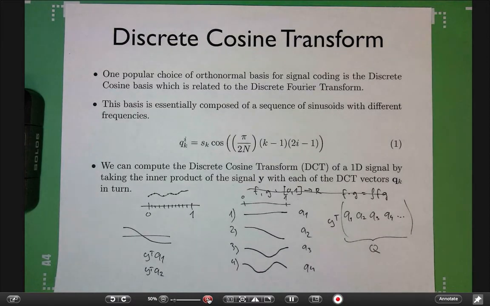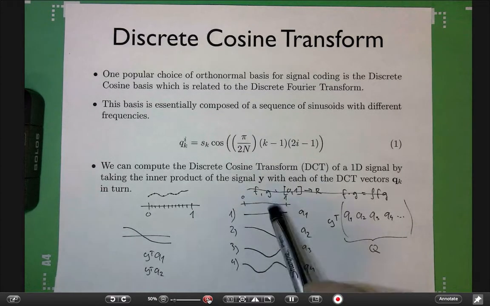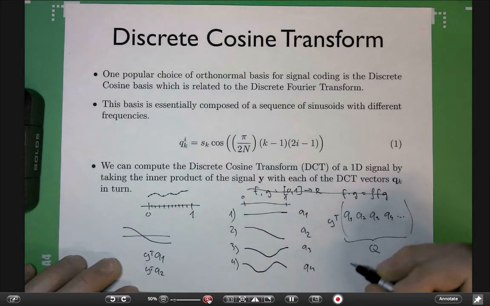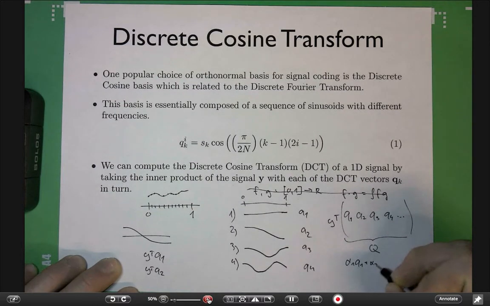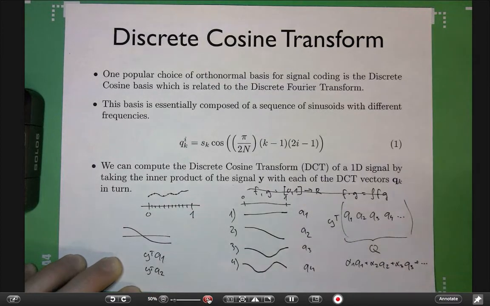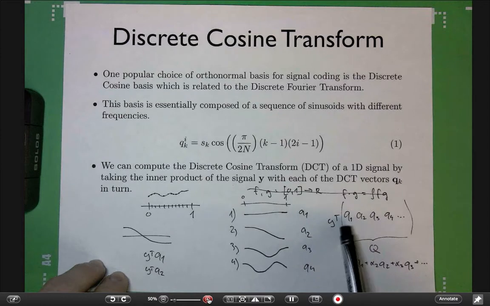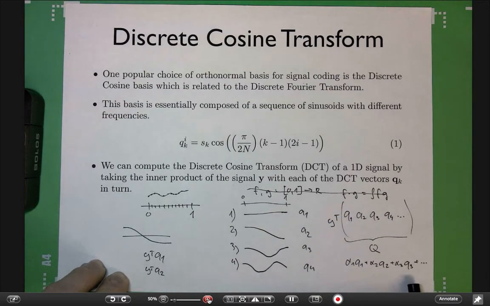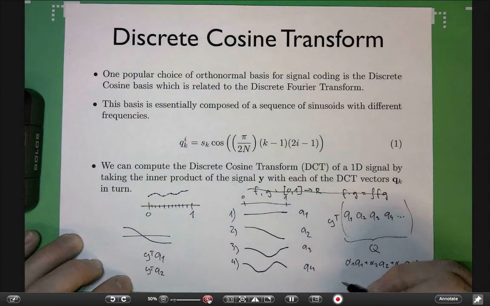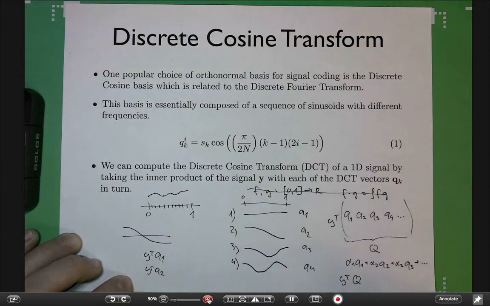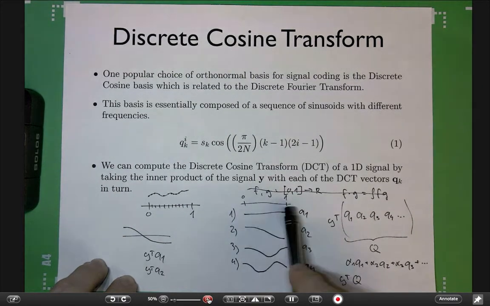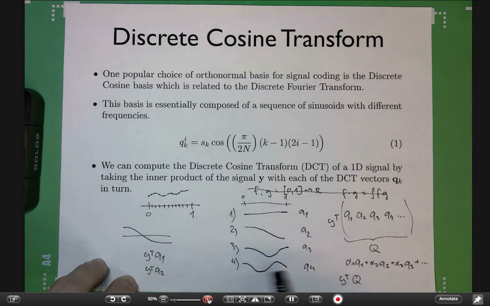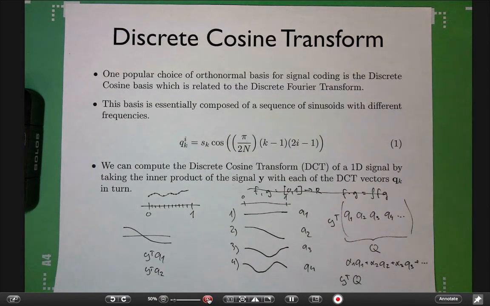My real signal, which I measured, is some mix of these things, right? It's some coefficient, some alpha 1 Q1 plus alpha 2 Q2 and so on, alpha 3 Q3 and so on, right? And by doing this transformation, I isolate these coefficients. So in a sense, this Y transpose Q is telling me how much of each frequency is in my signal. So it's like frequency analysis, if you will. Do you sort of see that intuitively?